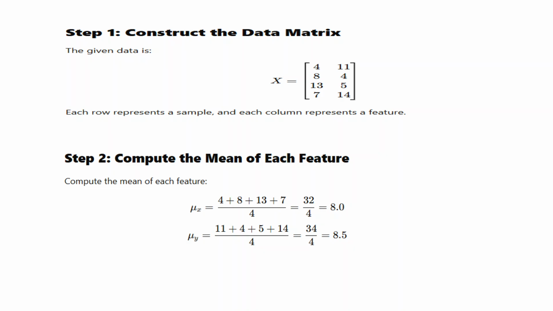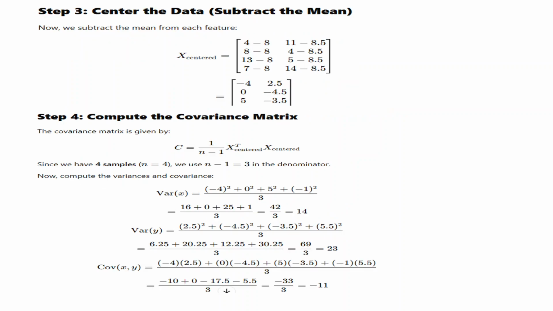of each feature. How do we compute the mean of each feature? In the first feature we have the data samples 4 plus 8 plus 13 plus 7. By adding these and dividing by the total number of samples, we get a mean of 8.0. Likewise, we calculate the mean for the second feature also. The first step is to construct the data matrix, and the second step is to calculate the mean for each feature.